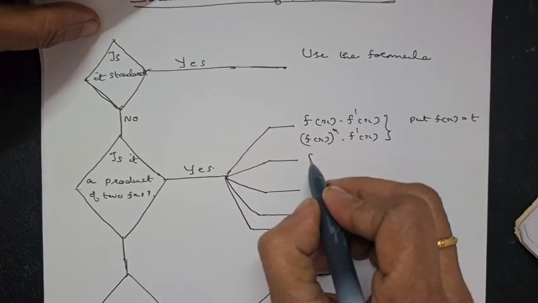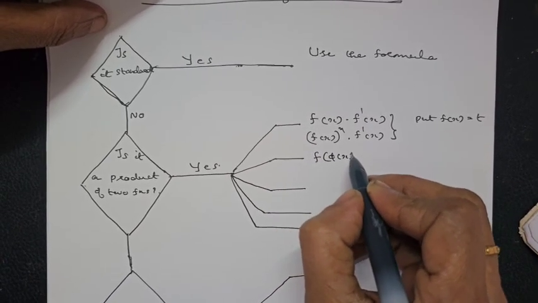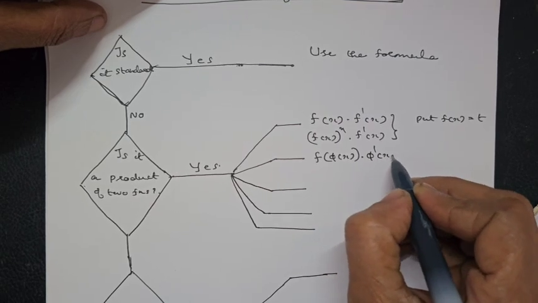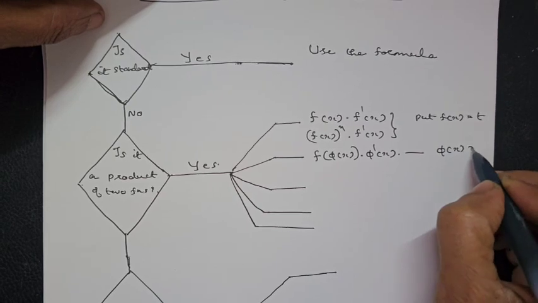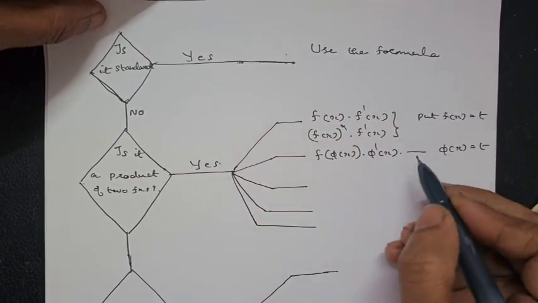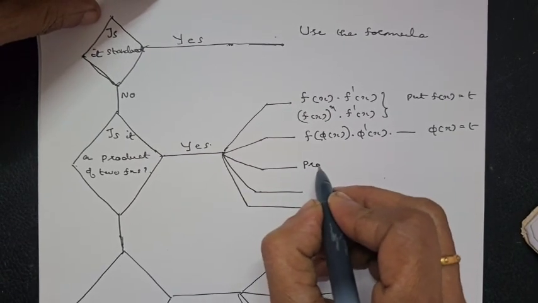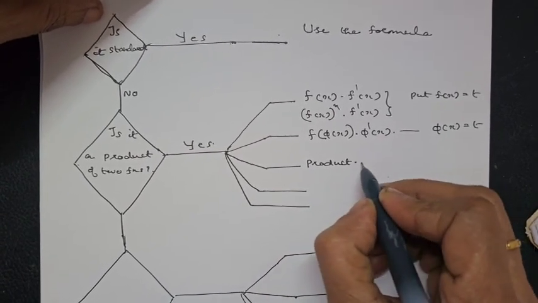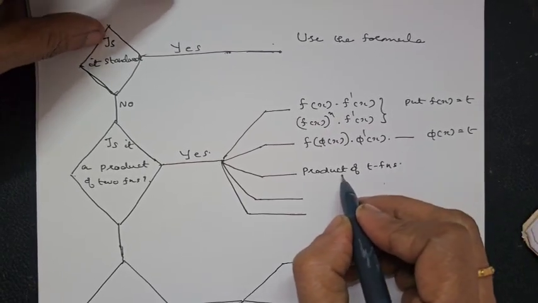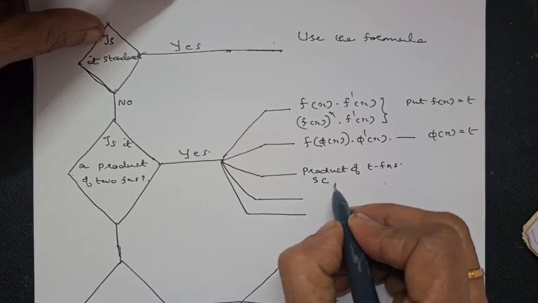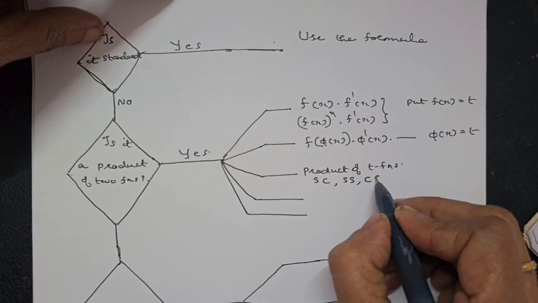Or in other cases, it can be f of phi x into its derivative phi dash x. Then in that case, what is to be done? Put phi of x is equal to t, then this will be converted into the first format. Otherwise, it can be a product of two trigonometric functions. That means it can be the product of sine and cos, or sine and sine, or cos and sine. So what can be done then?